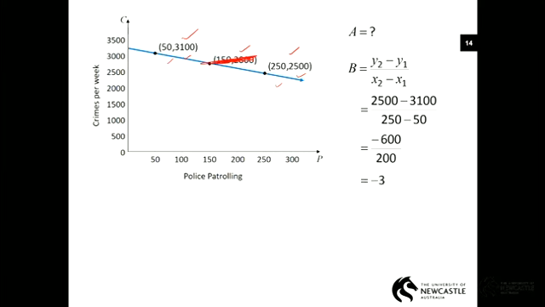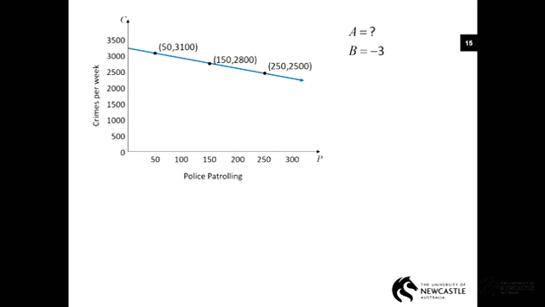Rightio. Then I can chuck that back in, knowing that the gradient's minus 3, and say, well, I know y equals a plus bx. Choose any point I want. That point will do. And I'm subbing in a y value of 3,100, an a value of, I don't know, a gradient of minus 3 we already found, times 50 is x. So I've just done exactly the same as before.